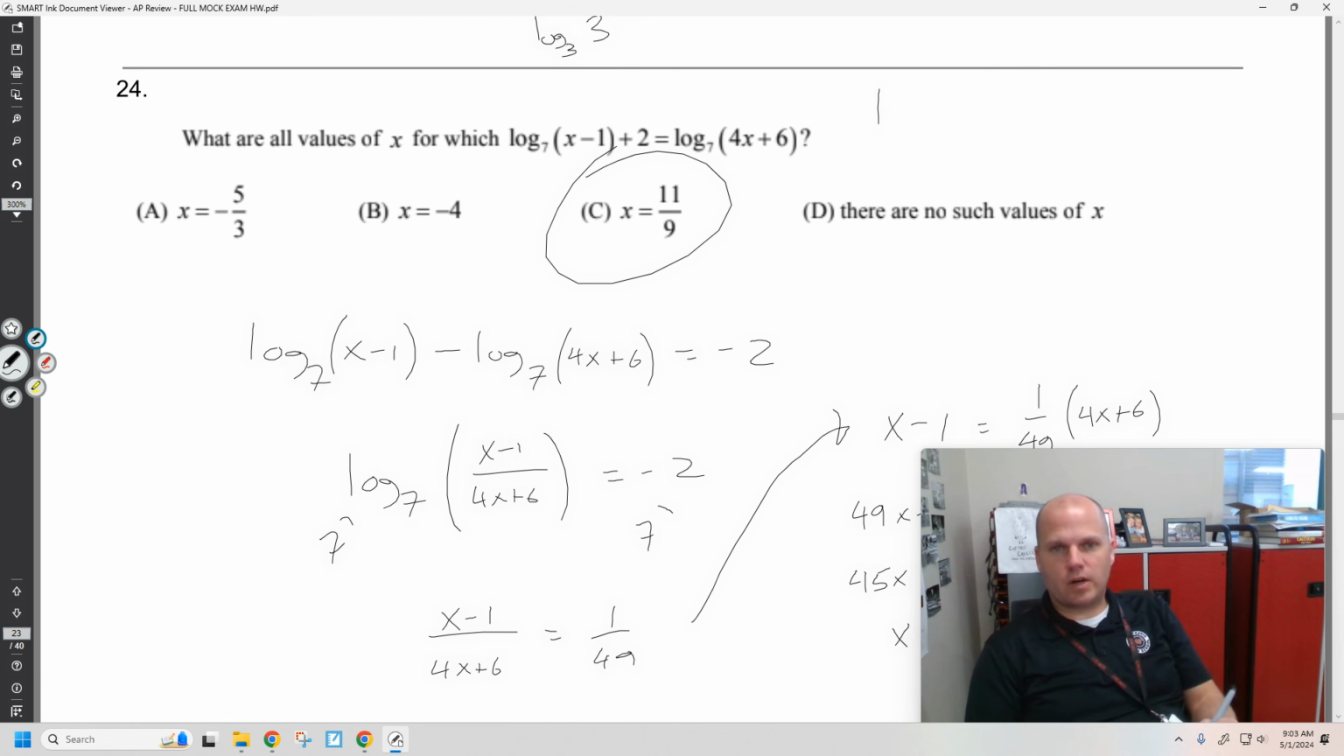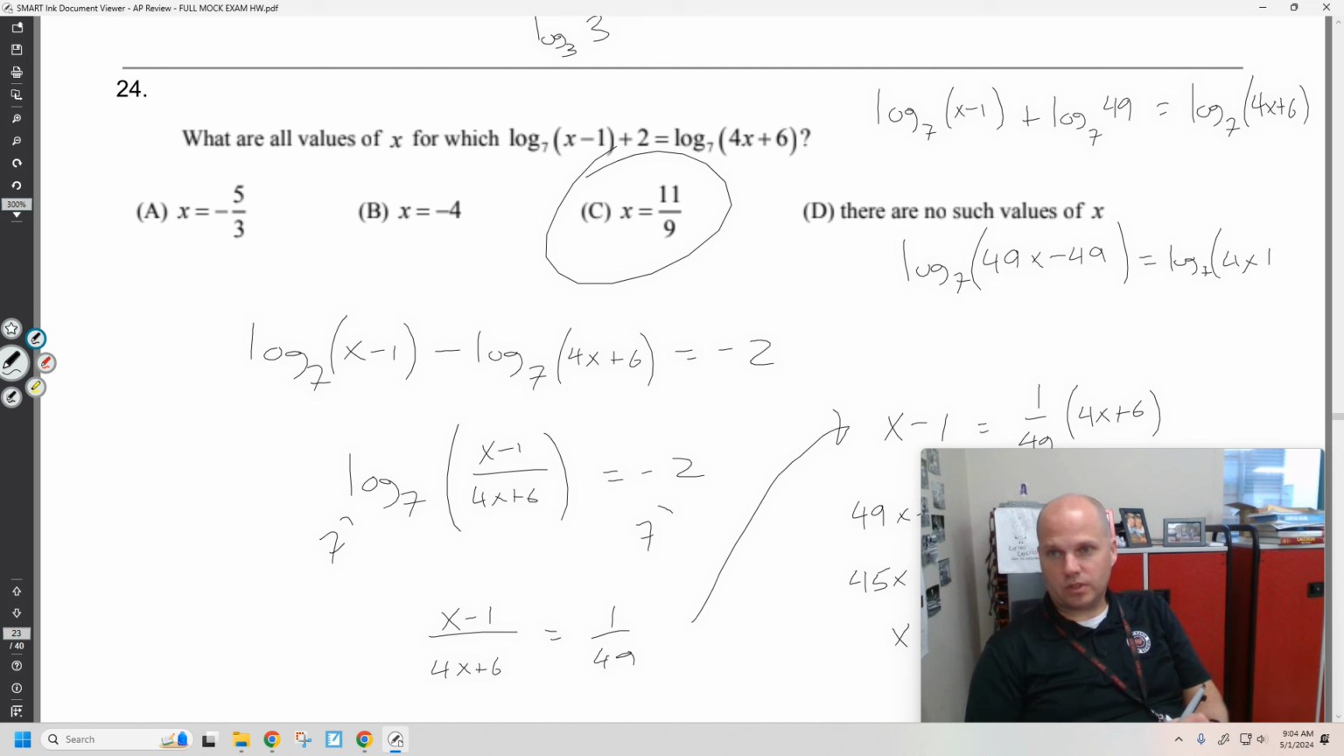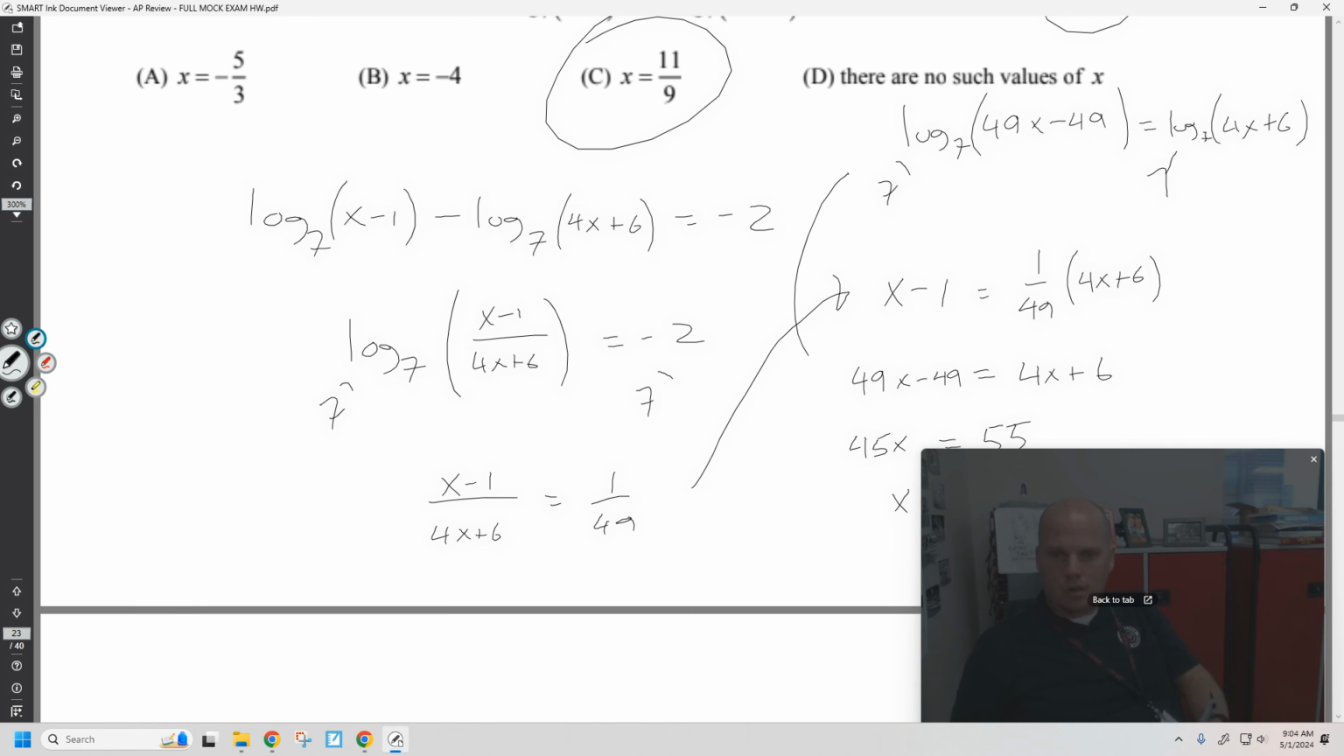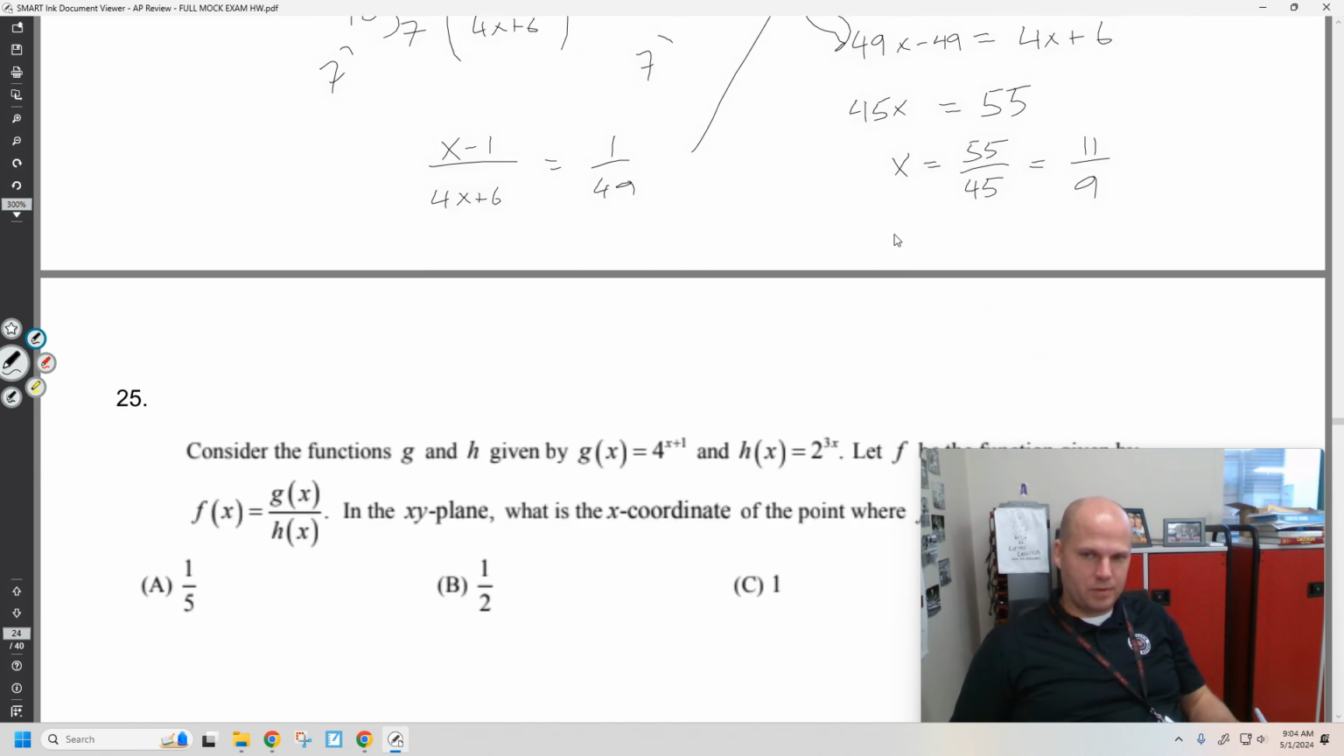Watch this. I'm going to write 2 as the log base 7 of 49. Now, that doesn't mean you can take 7 to the power of both sides yet. You can condense this to be the log base 7 of 49x minus 49 equals the log base 7 of 4x plus 6. This might be easier to do. Rewrite the number as a logarithm, and then you take 7 to both sides. Poof, that's gone. You end up here and then do arithmetic correctly.